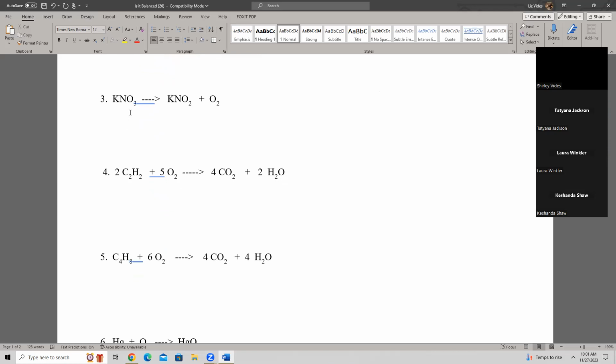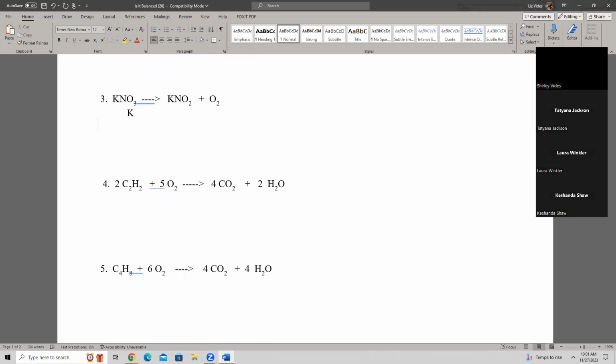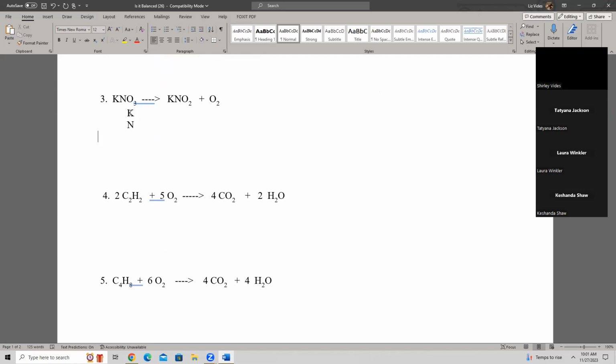And I'll say this is potassium. That's the first thing we see, right? And then the next one's nitrogen. And then the next one's oxygen. And that's all we got. All right, so I'm going to move it over a little bit. I don't like it where it is. I like it under the arrow, so that way it's a neutral zone, you know.